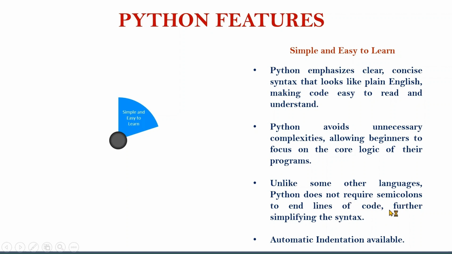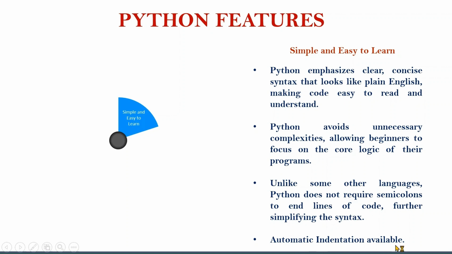Okay, Python does not require a semicolon at the end of lines of code. For this, it is simplifying the syntax. Because if you forget a semicolon for any statement, then obviously you need to come back and check. So that problem is avoided.